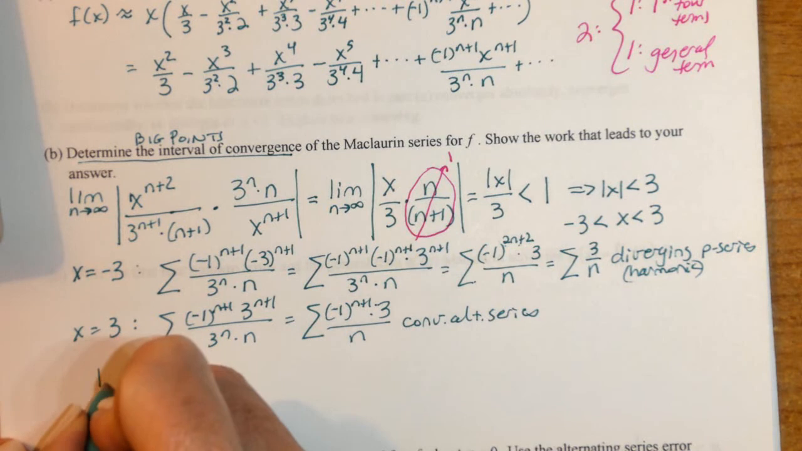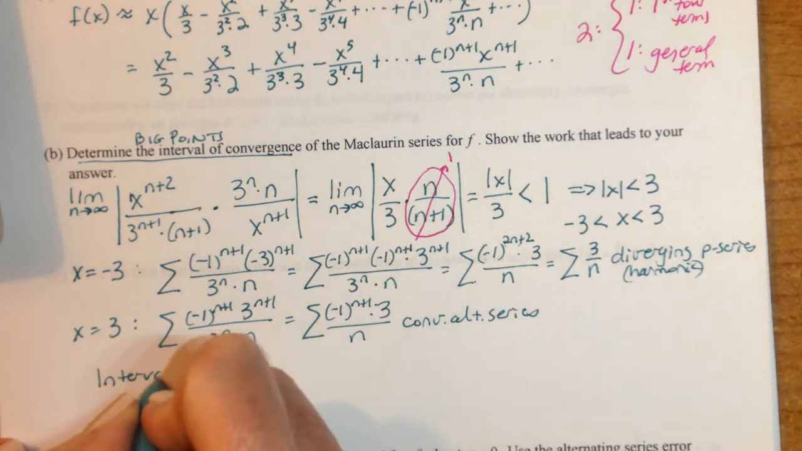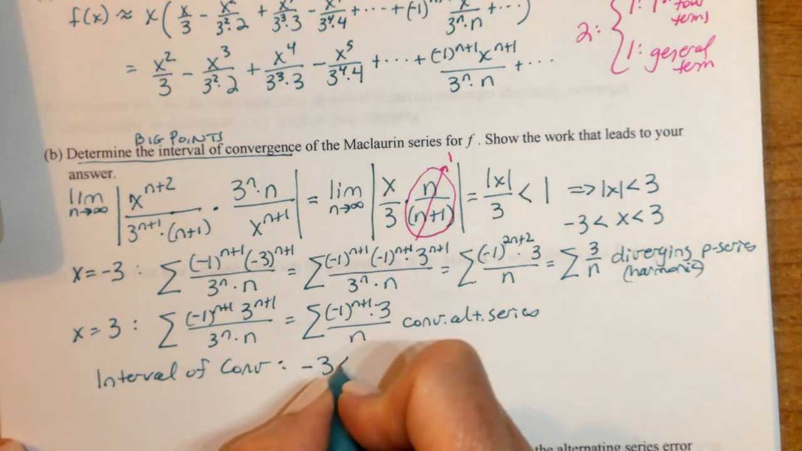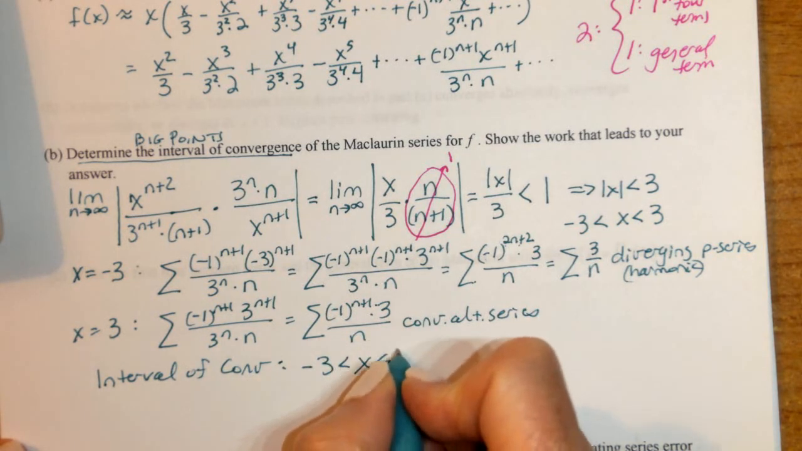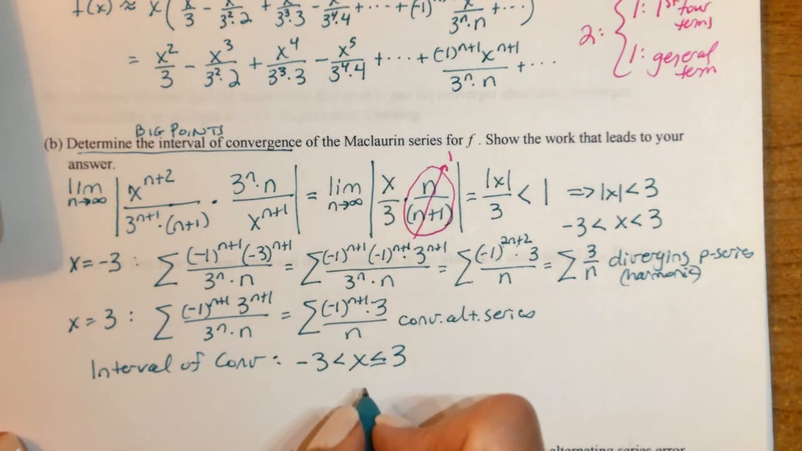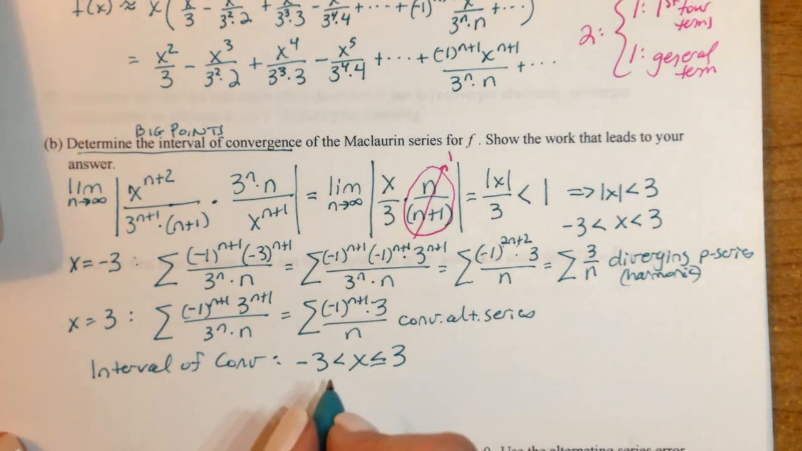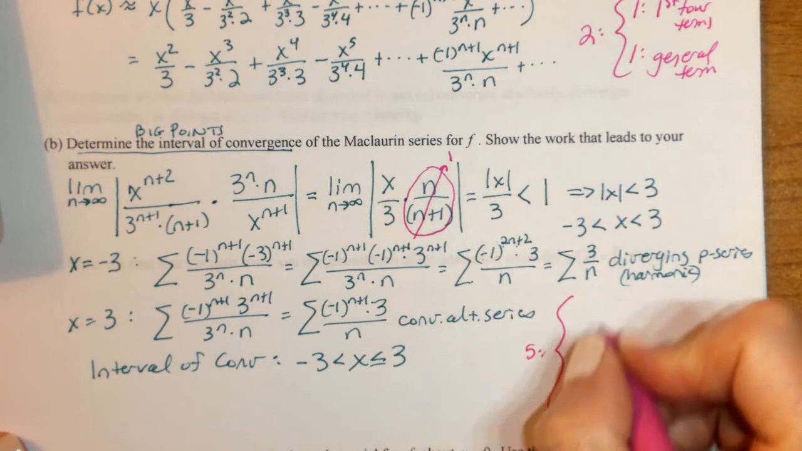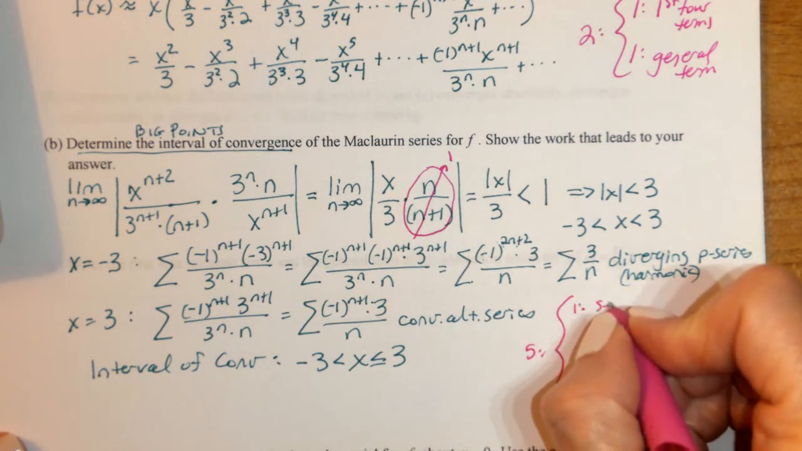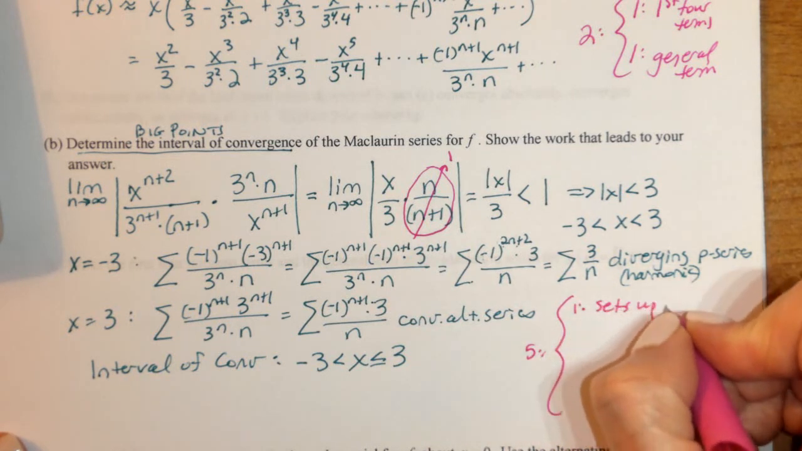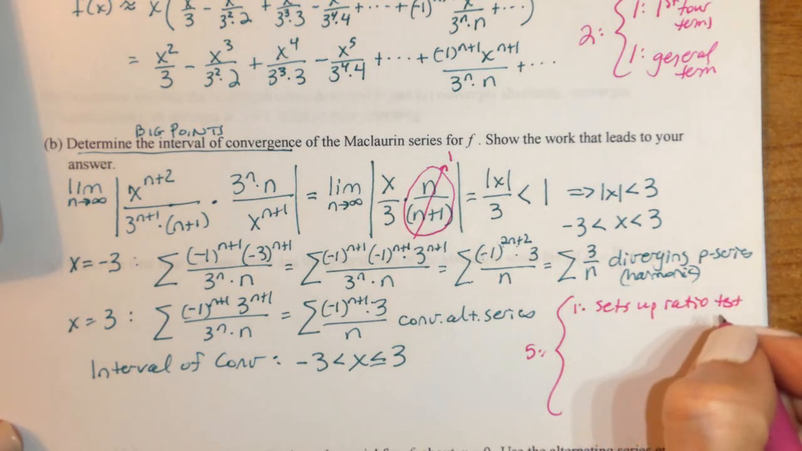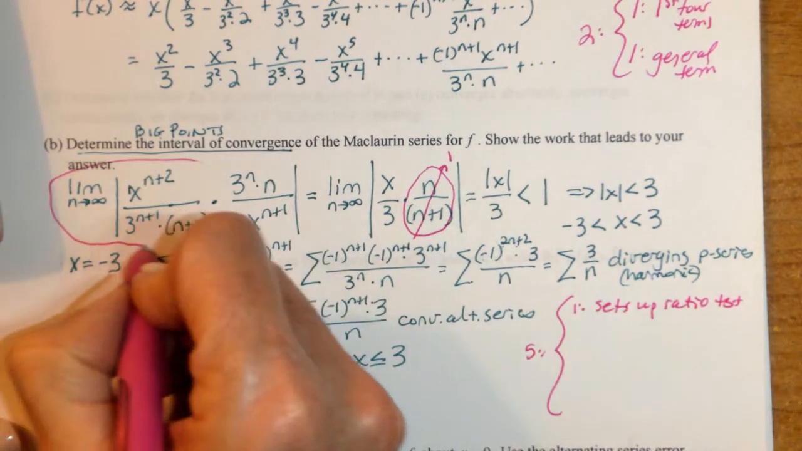So the interval of convergence is negative 3, not including the negative 3, but including 3. So this is exactly what you need to show them. Exactly. All right. Here's how this was scored. 5 points. 1 point for sets up ratio test. You could also have set up the root test. But this setup is worth a point.